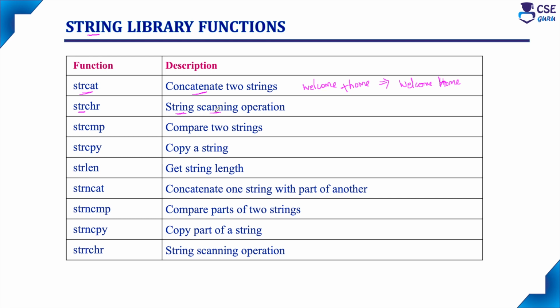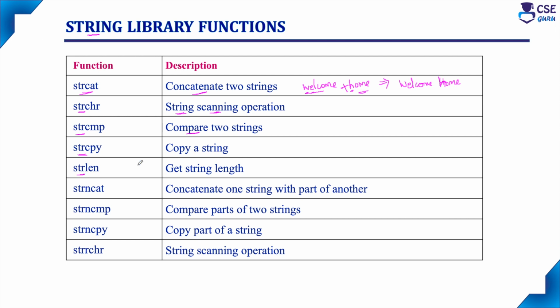strchr is used to scan the complete string. And strcmp will compare two strings. Suppose two strings are entered, it will compare character by character: the first character of the first string and the first character of the second string. Likewise, character by character, it will compare the two strings. So here we need to give two strings as input. Similarly, strcpy will copy a string.